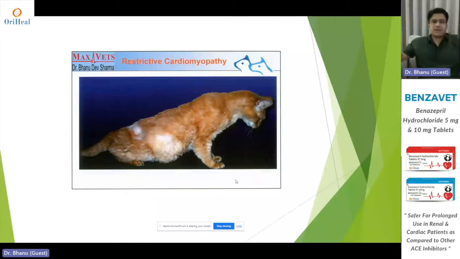We come to the second most common cardiac condition in cats, which is called restrictive cardiomyopathy. This is again a diastolic dysfunction. HCM is also a diastolic dysfunction. Restrictive cardiomyopathy, which we call RCM, is also a diastolic dysfunction. Many of these cats would come up to you like this, in which there would be ascites, severe dyspnea, tachypnea, and open mouth breathing. So when these cases come, that becomes an immediate emergency.